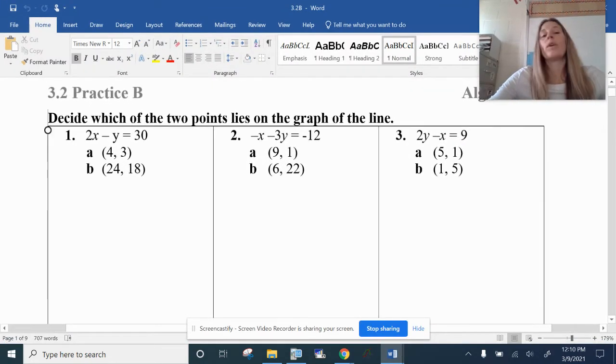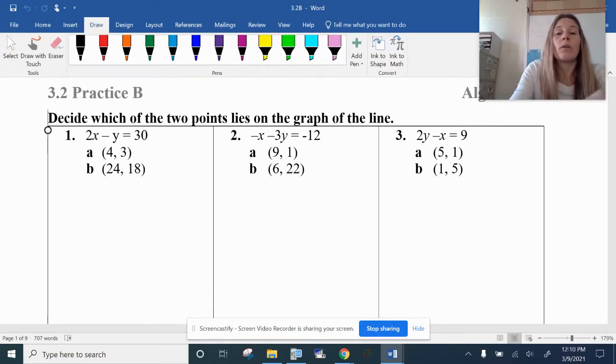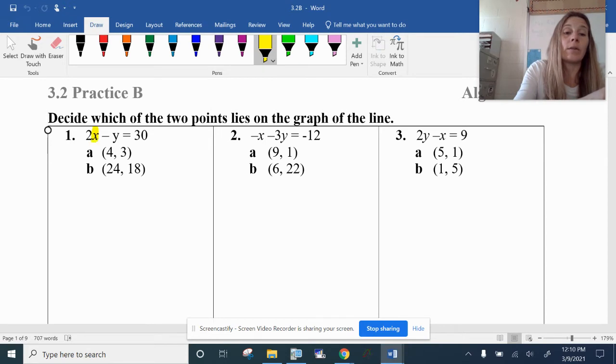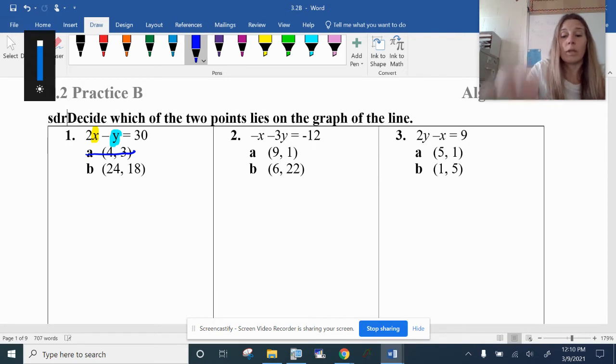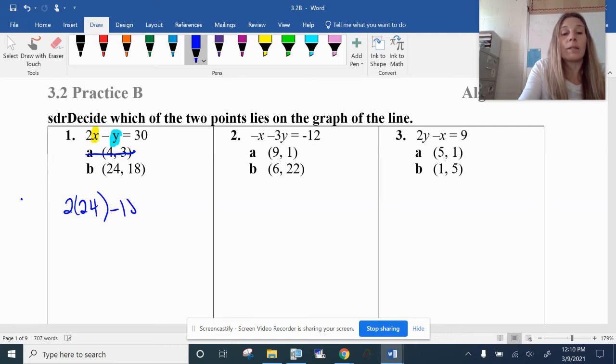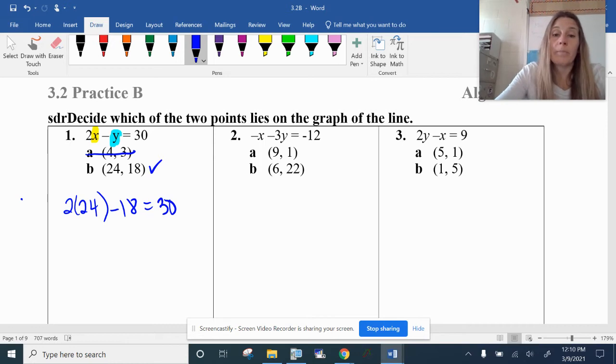Okay, so deciding which of the 2 points lies on the line of the graph. So all you'd be doing is substituting these values in here for x and y and deciding whether or not it works. So for the first one, 2 times 4 is 8. 8 minus 3 does not equal 30, so that would not be a solution. But then if we plug it in the next one, 2 times 24 minus 18 does equal 30, so that one is a solution.